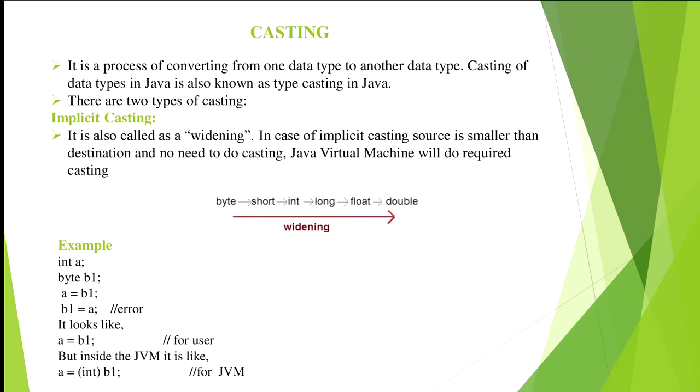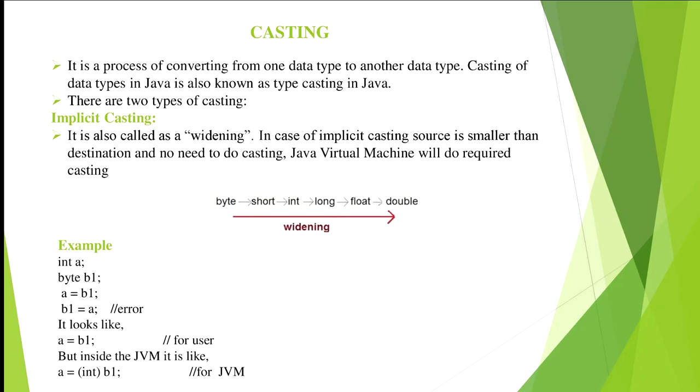First, we will see implicit casting. This implicit casting is also known as widening, because in implicit casting, the source is smaller than the destination and there is no need to do the casting. The Java Virtual Machine (JVM) will do the required casting. See this figure. The label is widening.